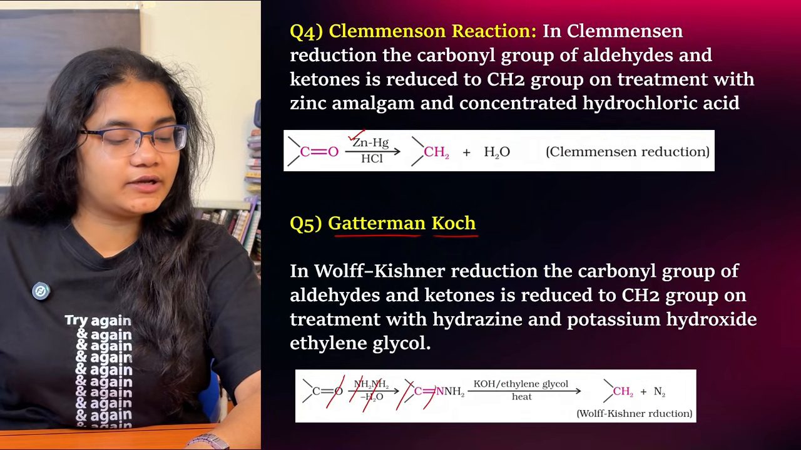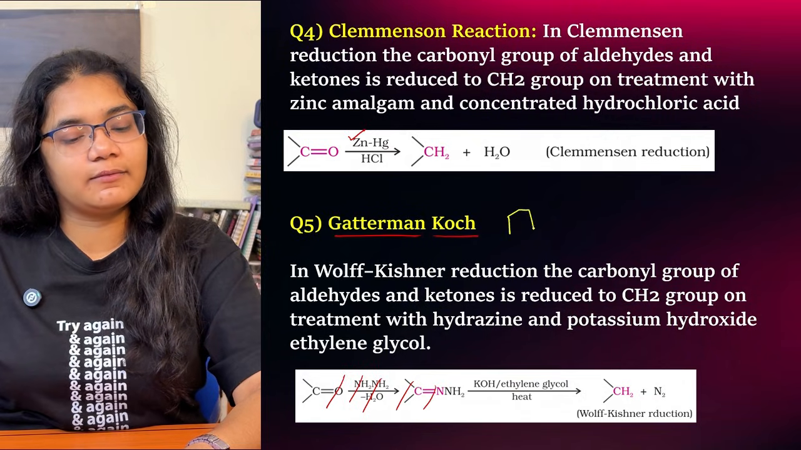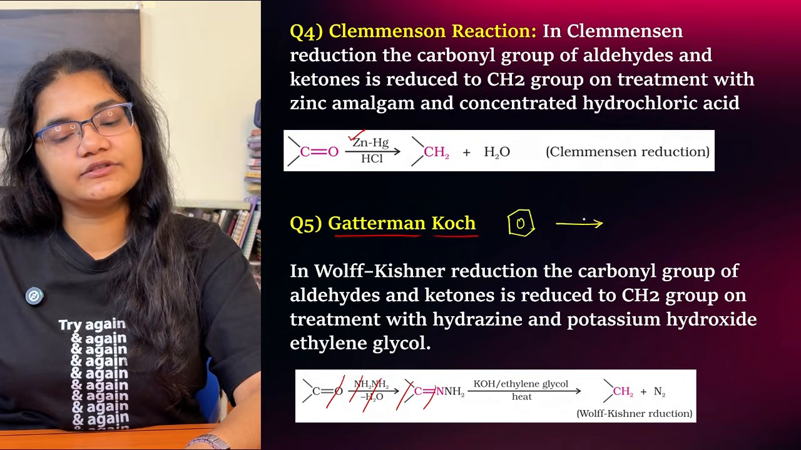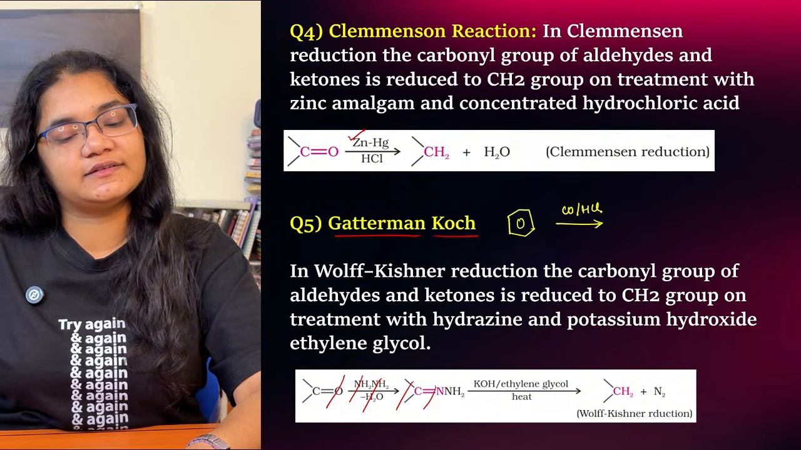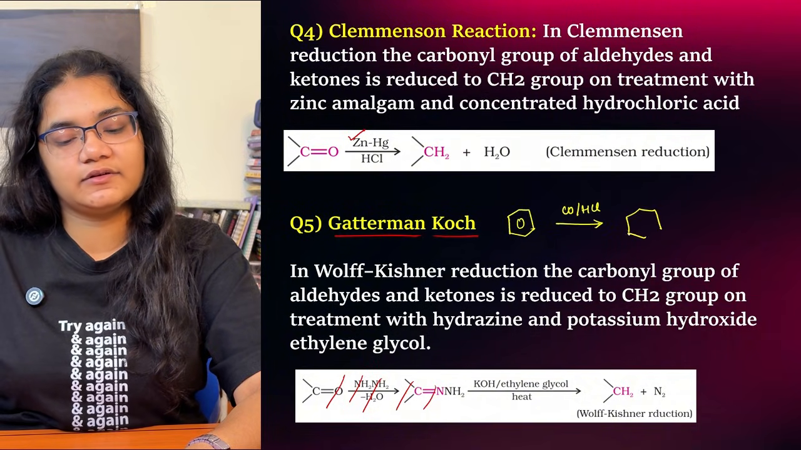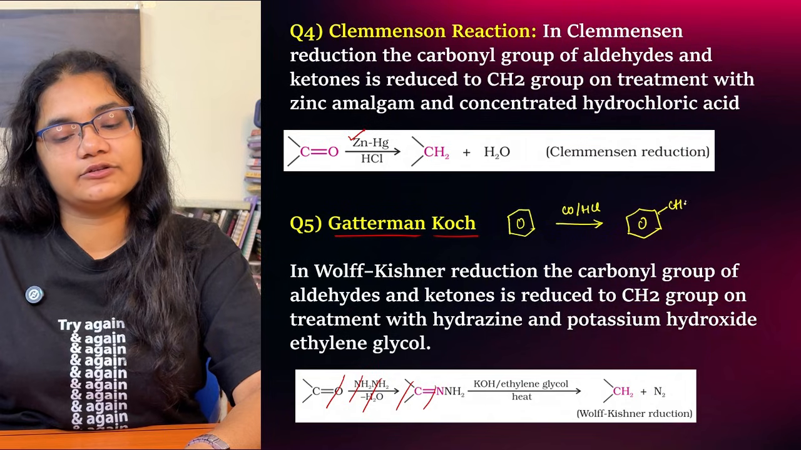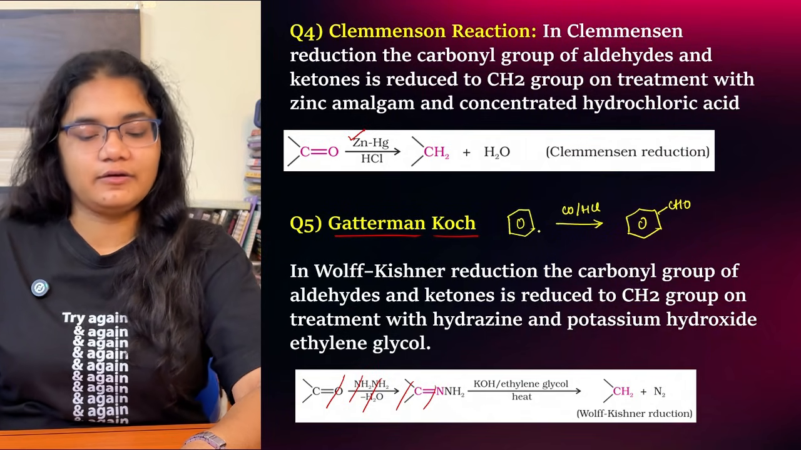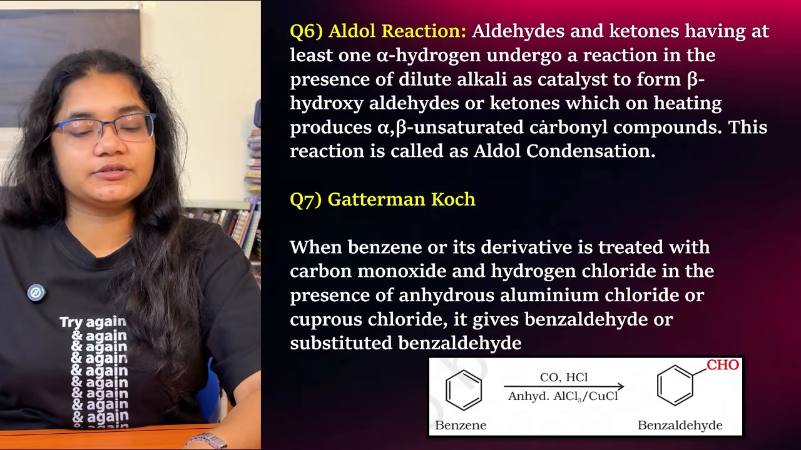So in Gattermann-Koch reaction, what happens? You take the benzene ring and you simply treat it with CO, HCl and anhydrous AlCl3, you will get CHO. Okay, this is the Gattermann-Koch reaction. Next, aldol condensation, again very important.